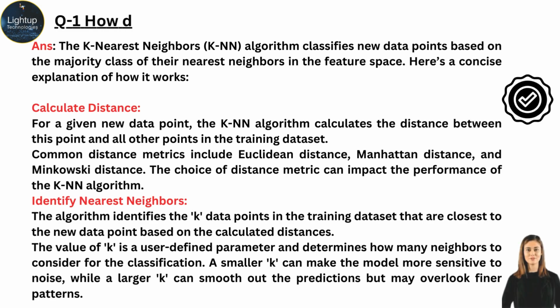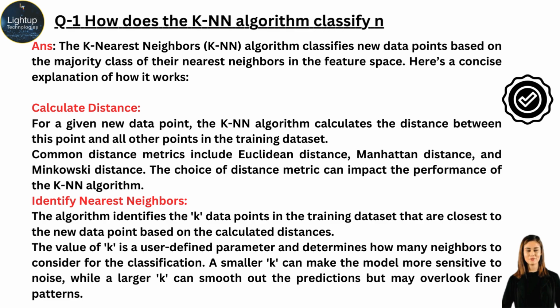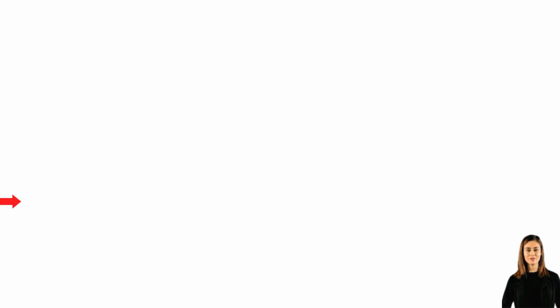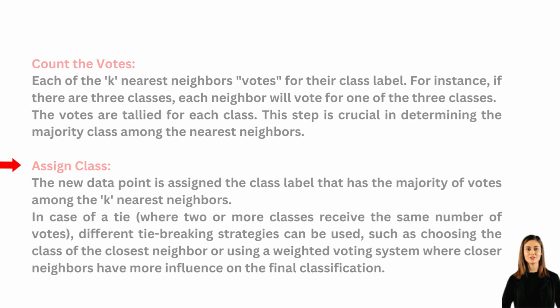How does the KNN algorithm classify new data points? The K-nearest neighbors (KNN) algorithm classifies new data points based on the majority class of their nearest neighbors in the feature space. Here is a concise explanation of how it works. Calculate distance, identify nearest neighbors, count the votes, assign class.